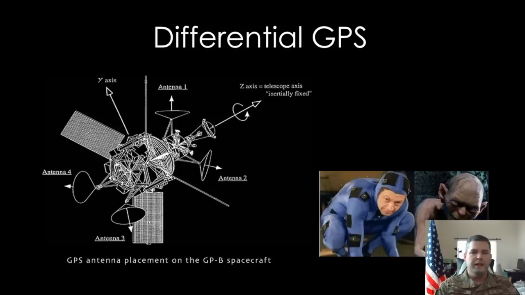So next is differential GPS. I actually added this picture of Gollum into the slideshow because when I think differential GPS, I think about motion capture technology. Right? So basically, if I have two points and I know where they are relative to one another, then I can draw a line between the two of them and get an attitude. And that's pretty much what differential GPS is doing. If you have a fairly large spacecraft and you have multiple GPS sensors on it, you can plot where those GPS sensors are in space and then draw lines between them to figure out your orientation.